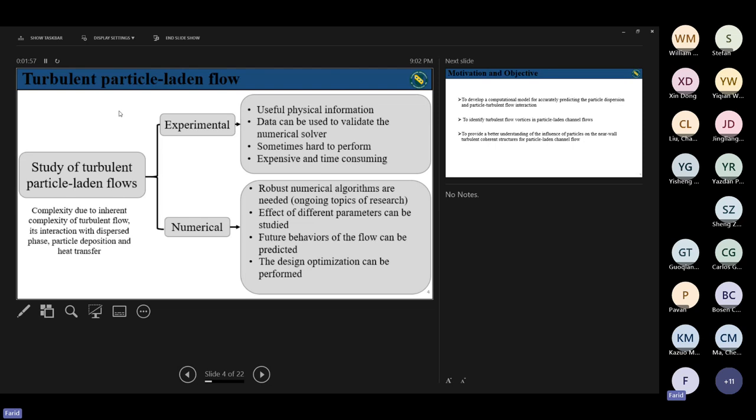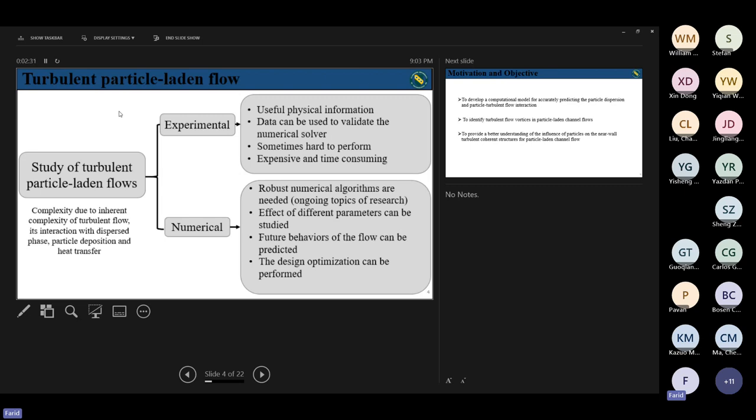So for the study of this sort of flow, we have two main approaches. Both of them come with lots of complication, especially due to the natural complexity of turbulent flow, and an increase because of the interaction of the turbulent flow with dispersed particles, and especially when we are focusing on non-homogeneous turbulent flow, or when we are focusing on heat transfer of these sort of flows.